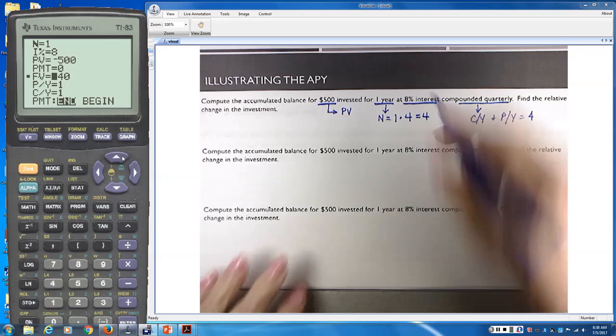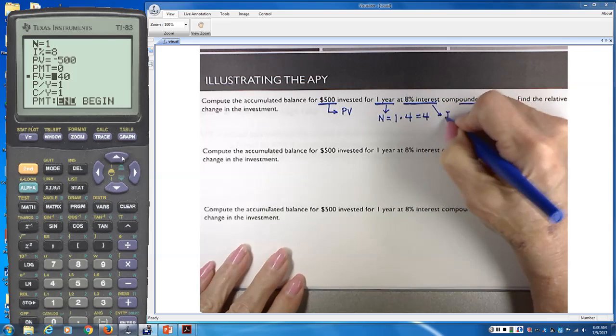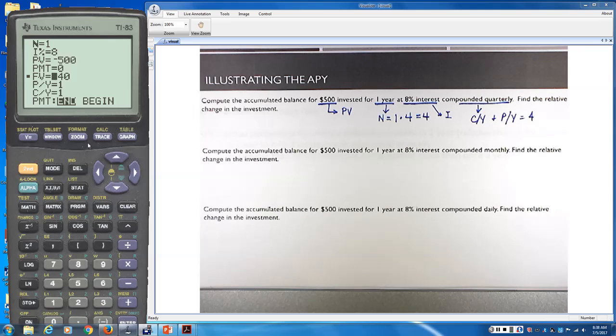And the interest is again I, which is 8%. So what changes is how many times are we going to compound? We're going to compound 1 times 4, or 4 times a year. And that means that C/Y and P/Y are both going to be 4. And again, we're making no payments. We're depositing the initial or present value of $500. And we want to know again, what is the future value?